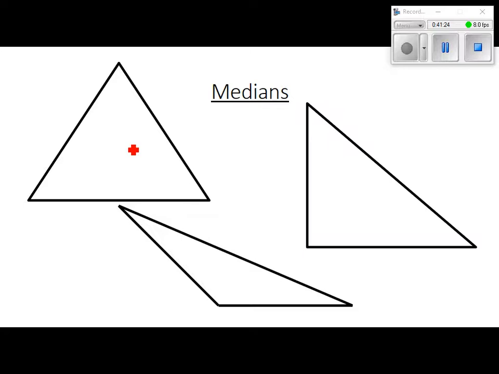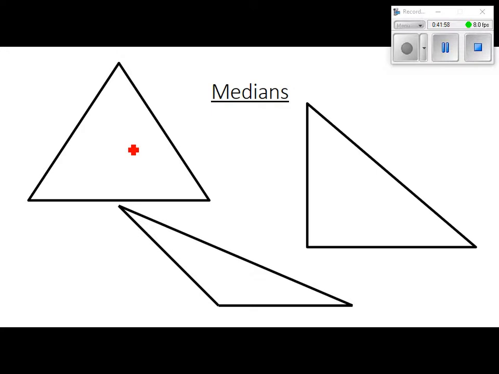Next thing we're going to do, we're actually going to draw these medians and centroids on this. So you're going to take your ruler and measure each side, and then you're going to find what for each side? The midpoint. So just find the midpoint of each side on all 3 triangles.